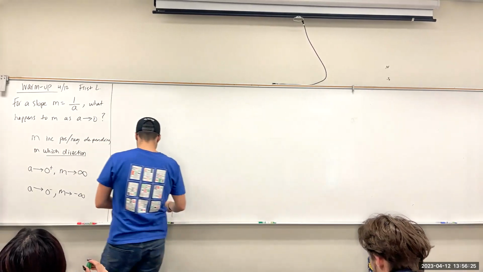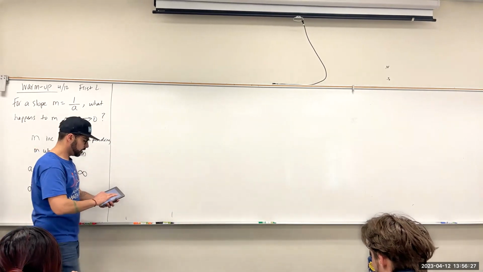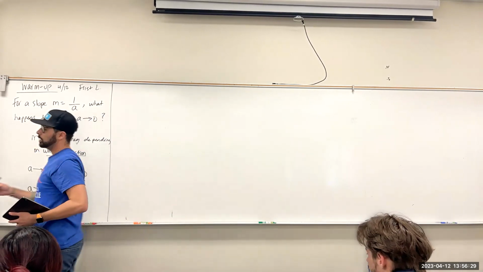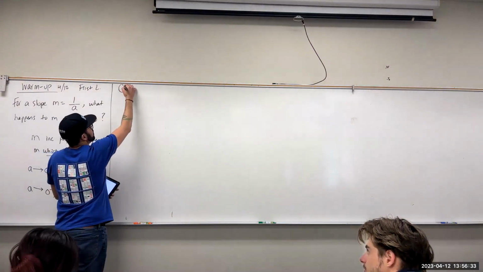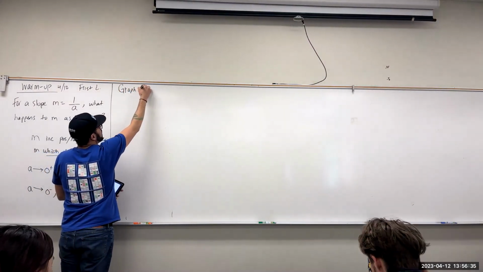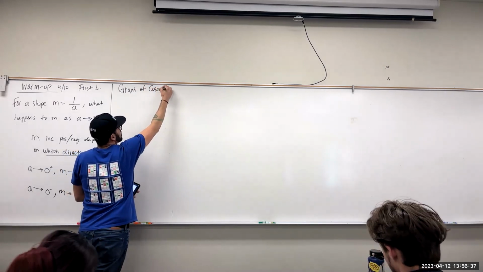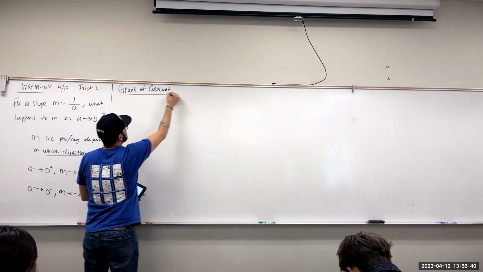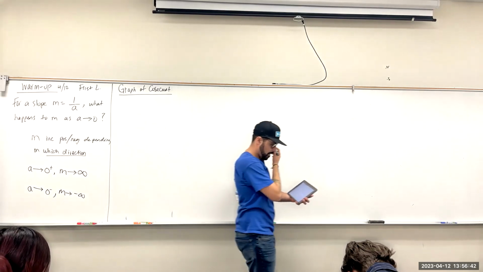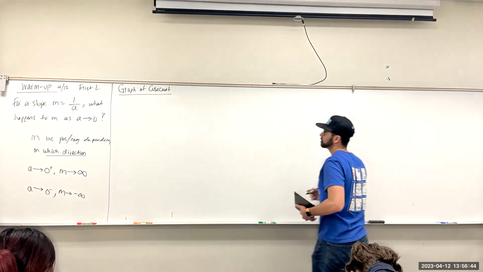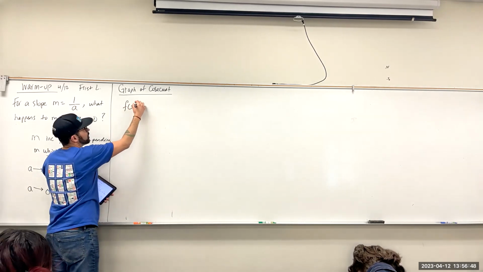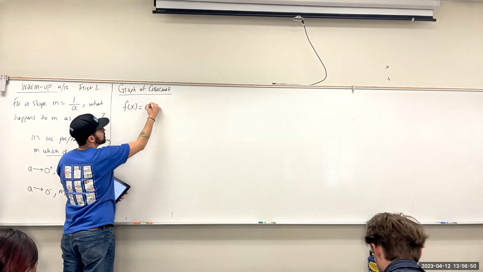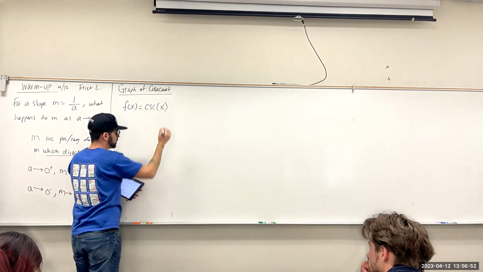All right, guys, so let's talk about secant and cosecant. We're going to start with cosecant. So, graph of cosecant. A lot of graphing today, I know. All right, so we're going to define our function here to be cosecant of x.